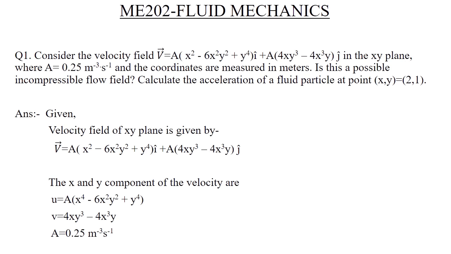So first we will write the given part. So velocity field of xy plane is given by this v vector is equal to this equation which is given in the question. So the x and y component of the velocity are u is equal to a within bracket x to the power 4 minus 6 x square y square plus y to the power 4, and the value of v is equal to 4xy cube minus 4x cube y, and the value of a is 0.25 per meter cube per second. So let's move on.